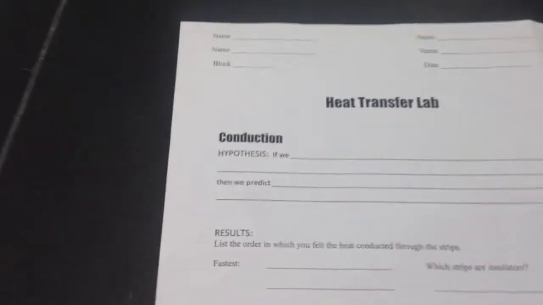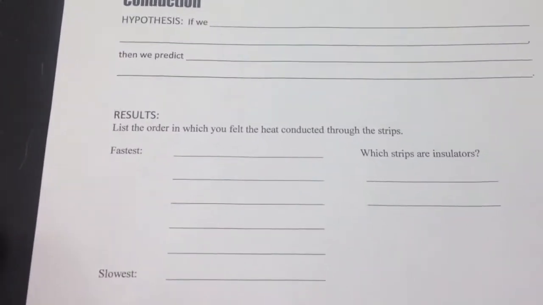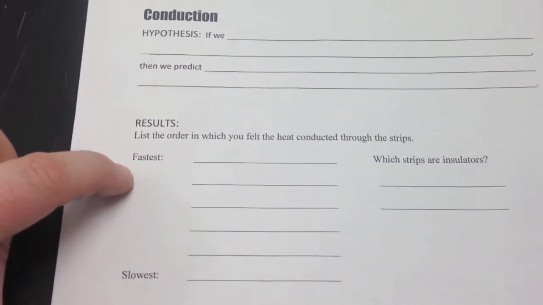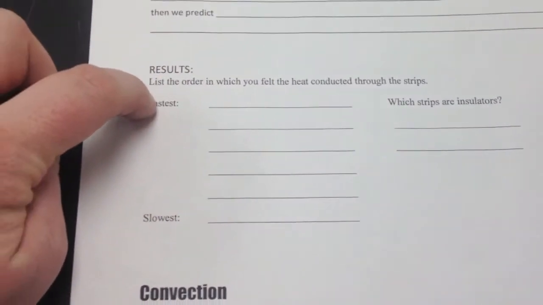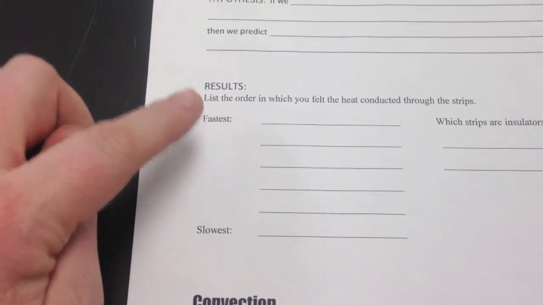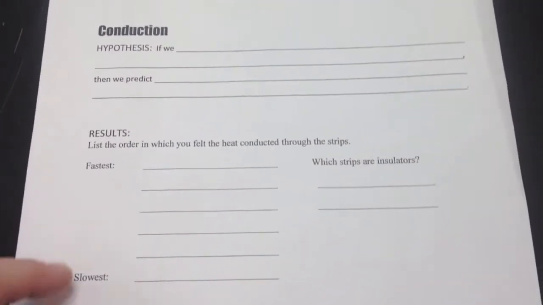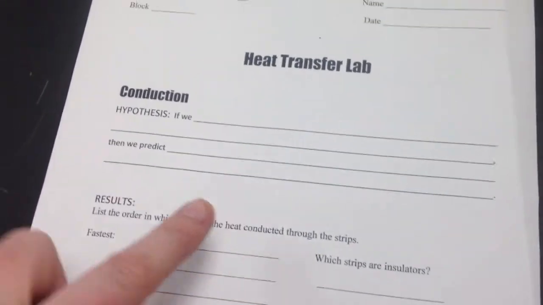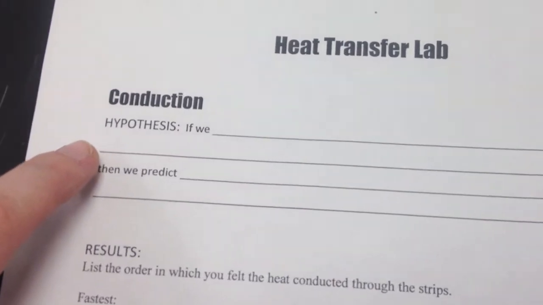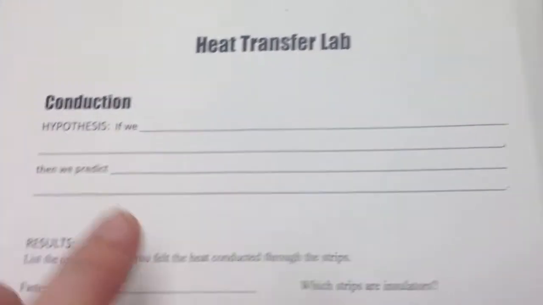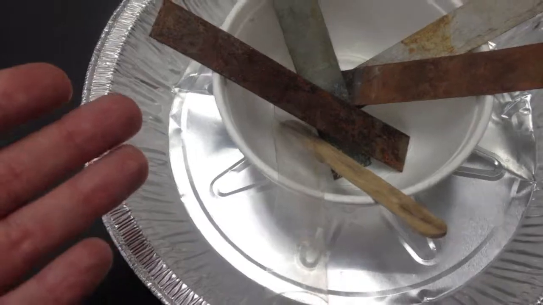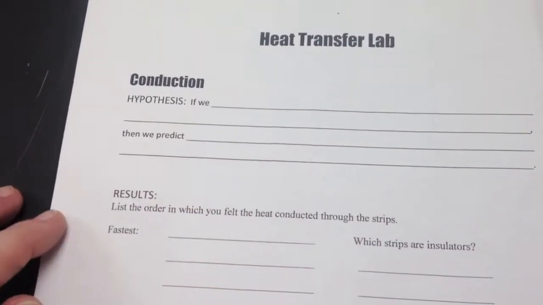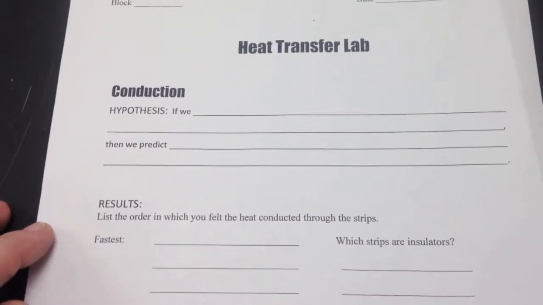The idea here, in this conduction lab, is to figure out which one the heat is conducting through the fastest to the slowest. In other words, which one starts feeling warmer first versus the last one to start feeling warm. And then you have to figure out which of these two strips are actually called insulators. Again, before you do any of this, you have to do the hypothesis. If we put all of the sticks in hot water, then we predict the blank stick or blank sticks will heat up first or the fastest.